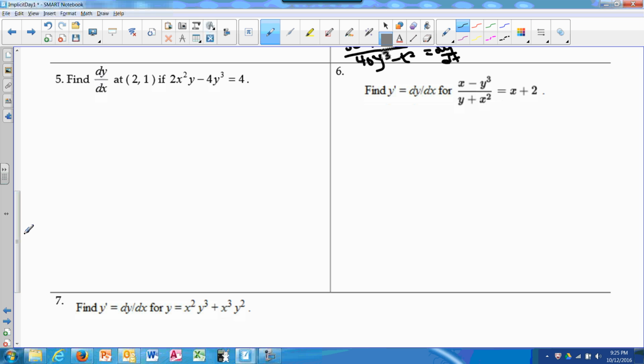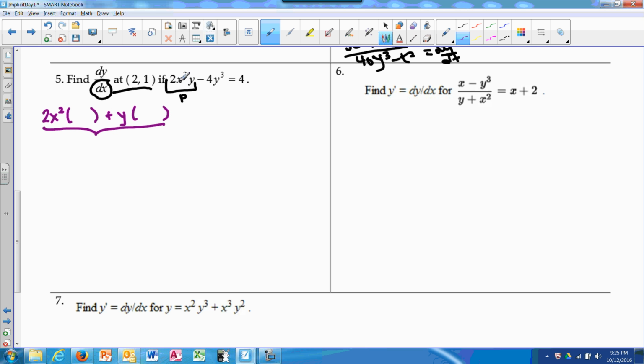Now, notice that number 5 is asking for dy dx, but at a point. You're going to like these a little better, because it saves us some time algebraically that becomes just arithmetic. Now, we have a product here. We're taking the derivative in terms of x. So, keep the first term, take the derivative of the second term. Keep the second term, take the derivative of the first term. That's how a product works.